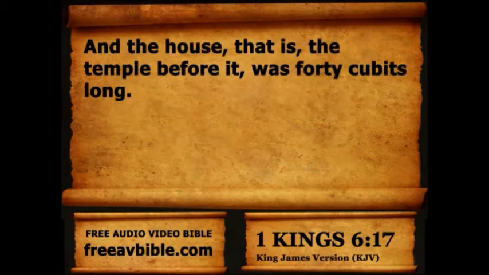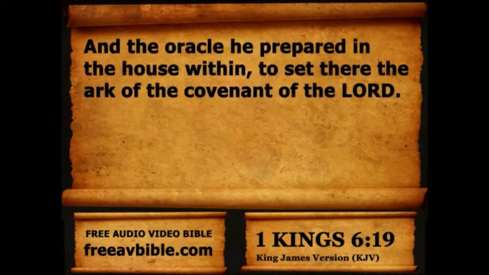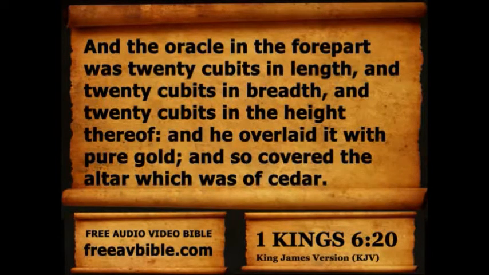And the house, that is the temple before it, was 40 cubits long. And the cedar of the house within was carved with knops and open flowers. All was cedar, there was no stone seen. And the oracle he prepared in the house within, to set there the ark of the covenant of the Lord. And the oracle in the forepart was 20 cubits in length, and 20 cubits in breadth, and 20 cubits in the height thereof. And he overlaid it with pure gold, and so covered the altar which was of cedar.